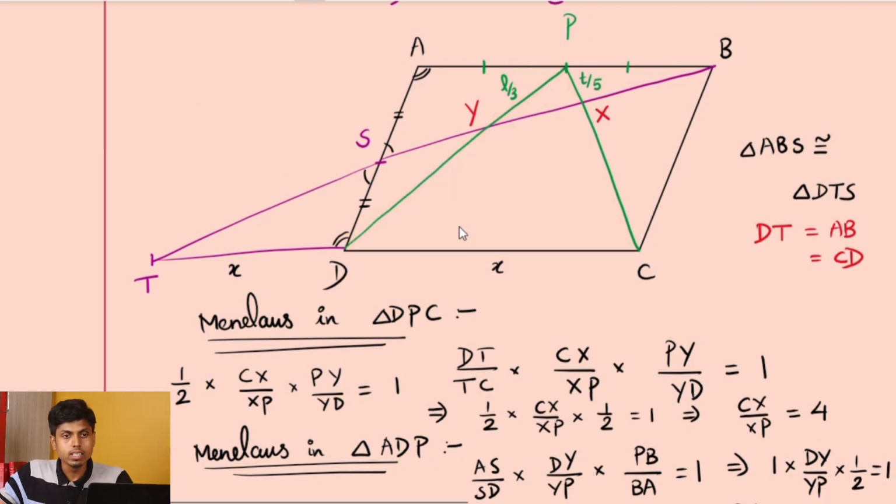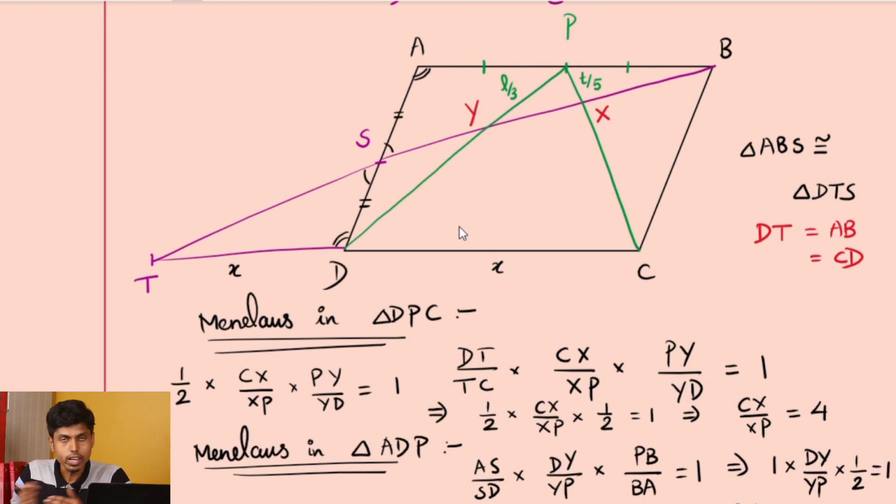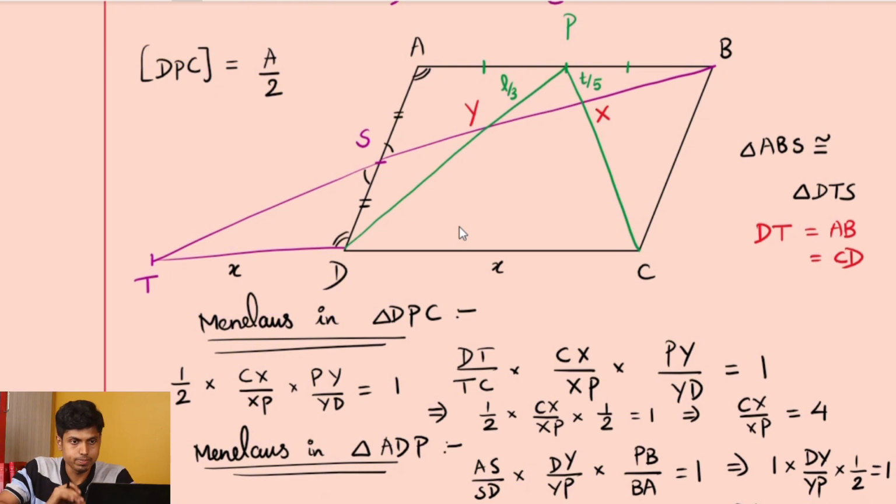Notice that DPC and the entire parallelogram share the common height, which is the perpendicular from P onto the opposite side CD. And they also share a common base, that is CD. And hence the area ratio is just half, because area of a triangle is half into base into height, whereas a parallelogram is base into height. So, area of DPC equals A upon 2. I consider A as the entire parallelogram's area.